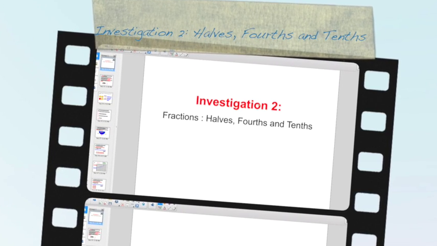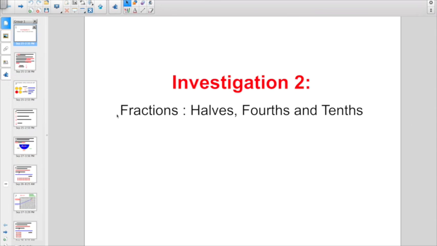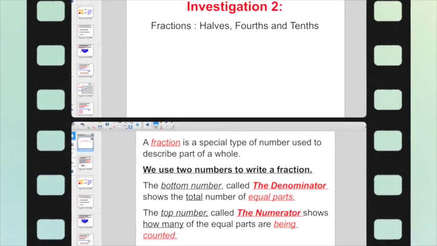This is Investigation 2. We're starting to talk about fractions, specifically halves, fourths, and tenths. So let's see what we got going on.